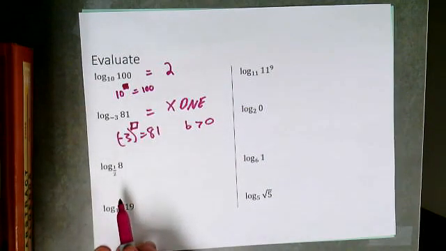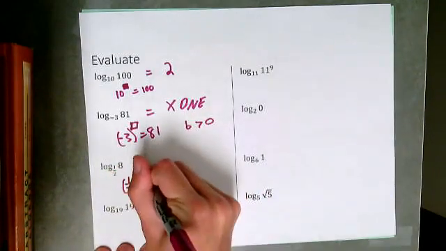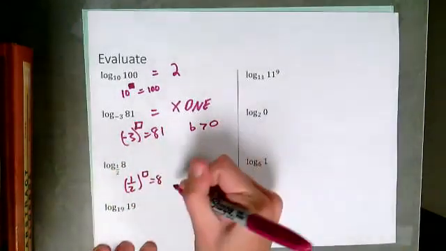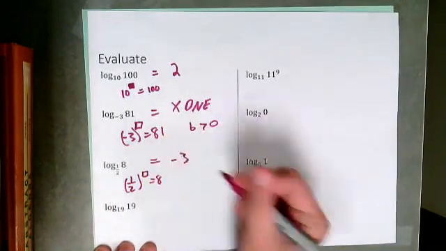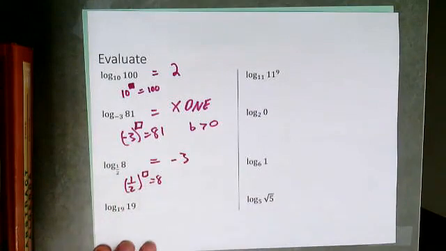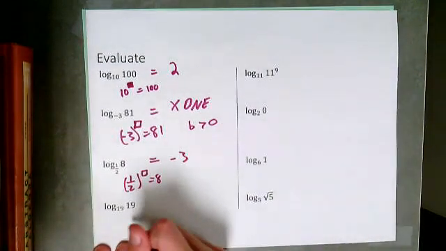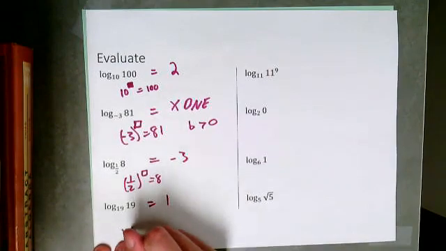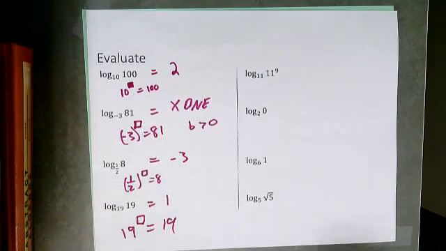Log base 1/2 of 8. Well, 1/2 raised to something is equal to 8. That something is going to be -3 because this is 2 to the -1 power. 2 to the -1, raise that to the -3, gets you 2 to the 3, which is just 8. Log base 19 of 19, that's just equal to 1. 19 to the something is equal to 19. That one's pretty straightforward.